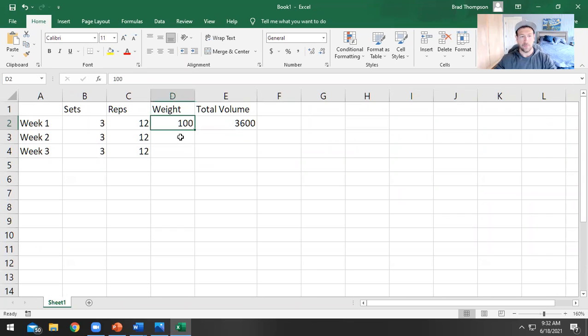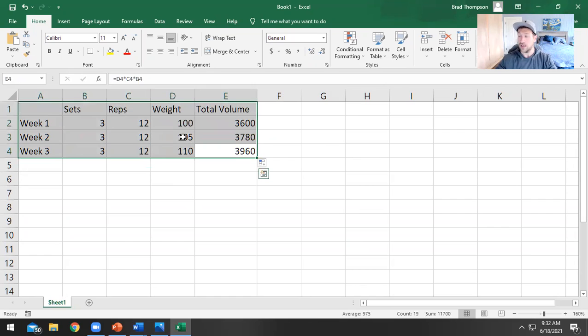But now, let's say the next week I come back, I recover, I'm stronger. So now I lift 105 pounds. And then next week I lift 110 pounds after that. Now my total training volume has gone up by about 180 pounds every workout. 3,780 is my total volume, 3,960 is my total training volume. So that's what we're looking at in terms of progressive overload, increasing the weight.